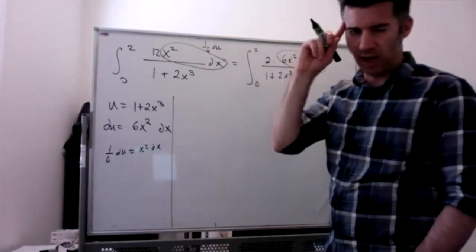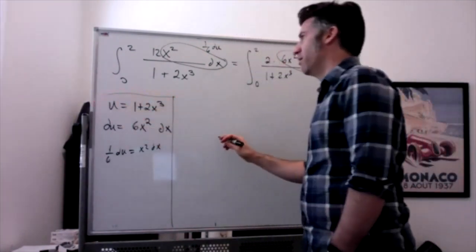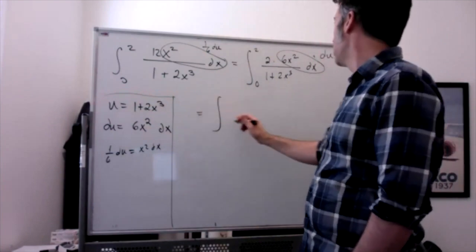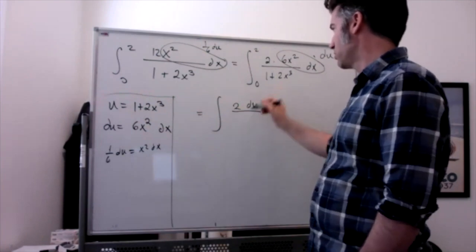Yeah, I can think of a couple of examples. We can look at those next year, but they're kind of specific. So this is going to become the integral of 2 du over u.